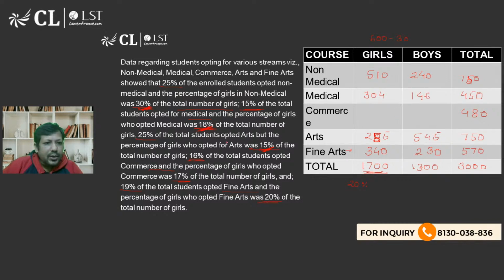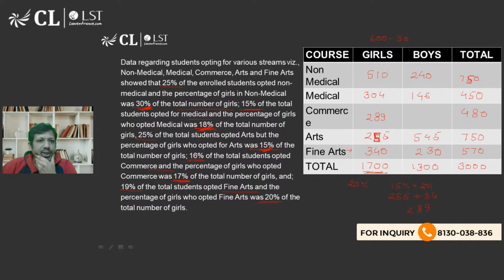Okay, now the next one, the commerce one, what did it say? The total students opted for commerce, 16% this and 17%. So basically it is 255 and 17% is going to be 15% plus 2%. So 15% is what? 255. And 2% is going to be 34. So it is going to be 289. This is the value I'm going to get.